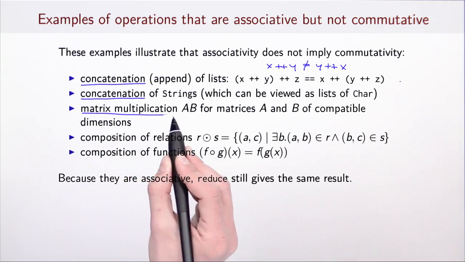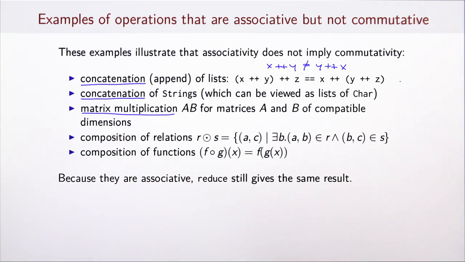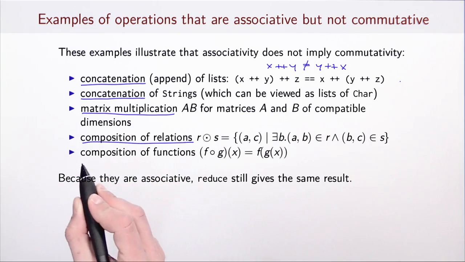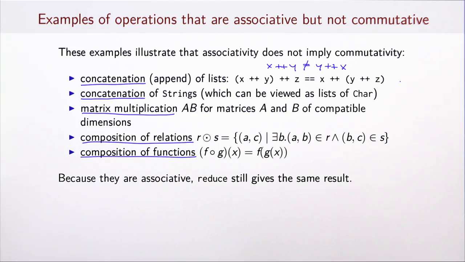Matrix multiplication is another example of an operation that is associative, but it is not commutative, even when we could both compute a times b and b times a. In general, of course, it need not be the case that b times a is even well defined when a times b is well defined. An analogous situation arises with composition of relations and composition of functions.